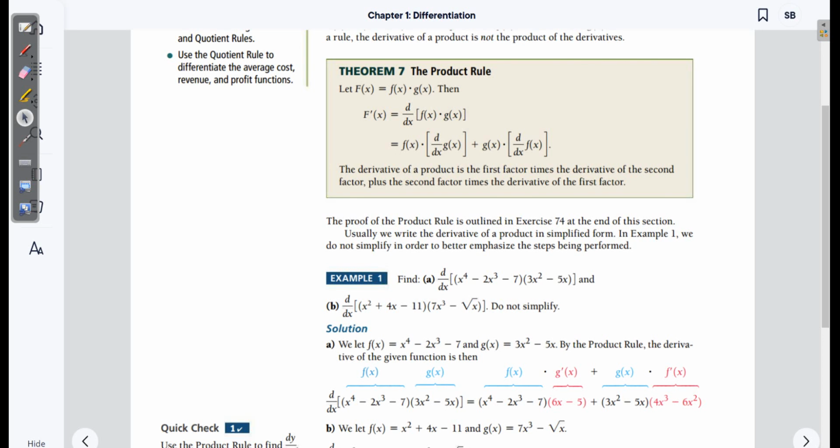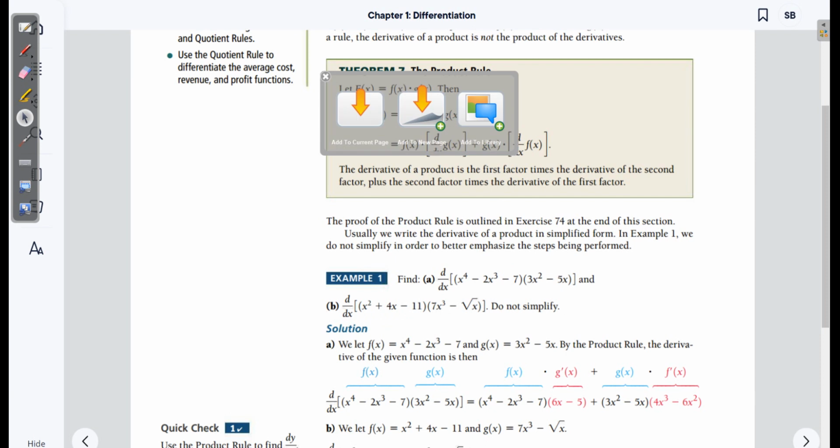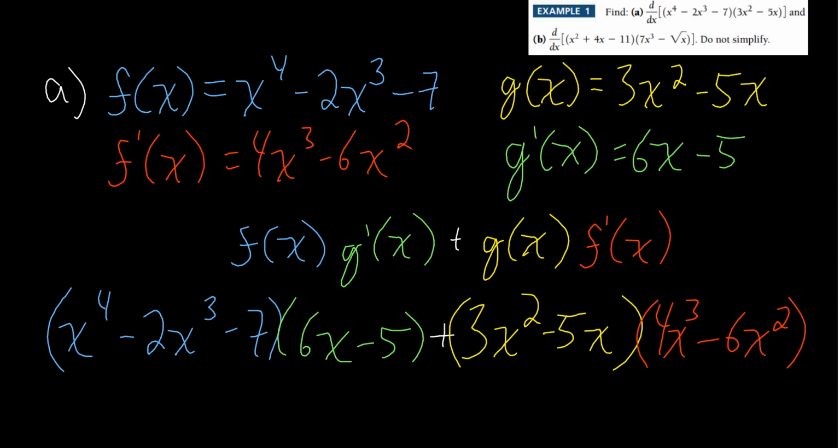Really glad that the textbook threw us a bone here and asked us to not simplify. All right, so B, we'll go ahead and do the color coordination like we did last time. What did we do? We did blue, red, yellow, green. Blue, red, yellow, green.